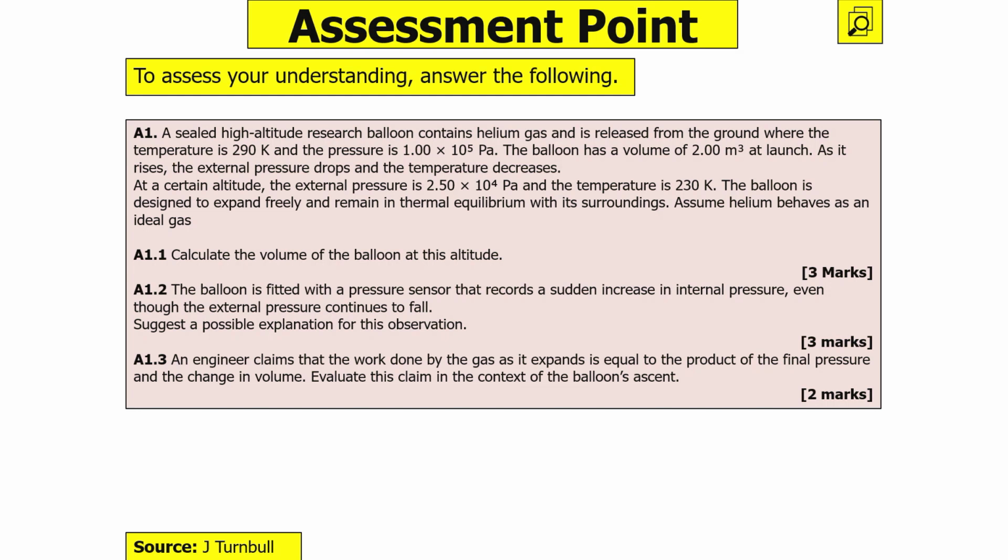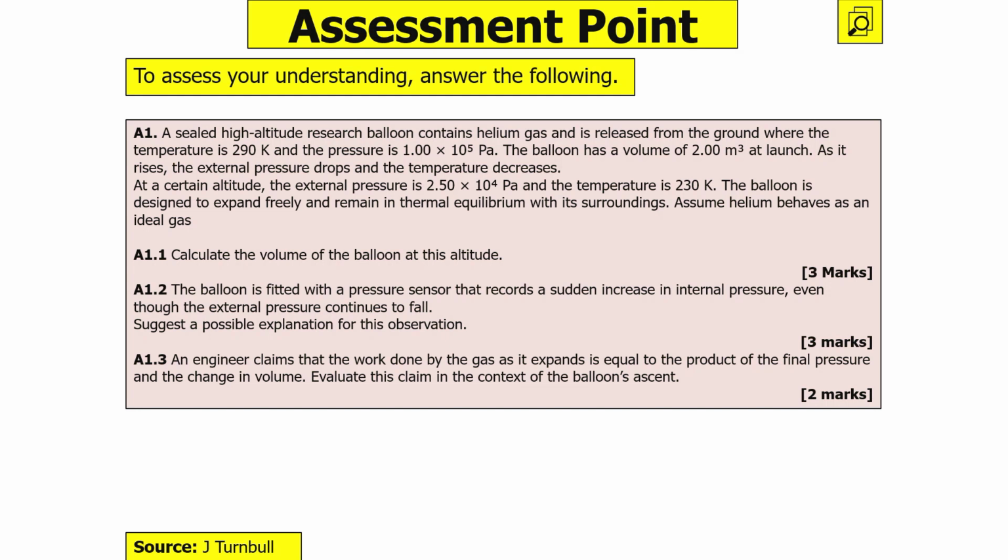A sealed high-altitude research balloon contains helium gas and is released from the ground where the temperature is 290 Kelvin and the pressure is 1 × 10^5 pascals. The balloon has a volume of 2 meters cubed at launch. As it rises, the external pressure drops and the temperature decreases. At a certain altitude, the external pressure is 2.5 × 10^4 pascals and the temperature is 230 Kelvin. The balloon is designed to expand freely and remain in thermal equilibrium with its surroundings.